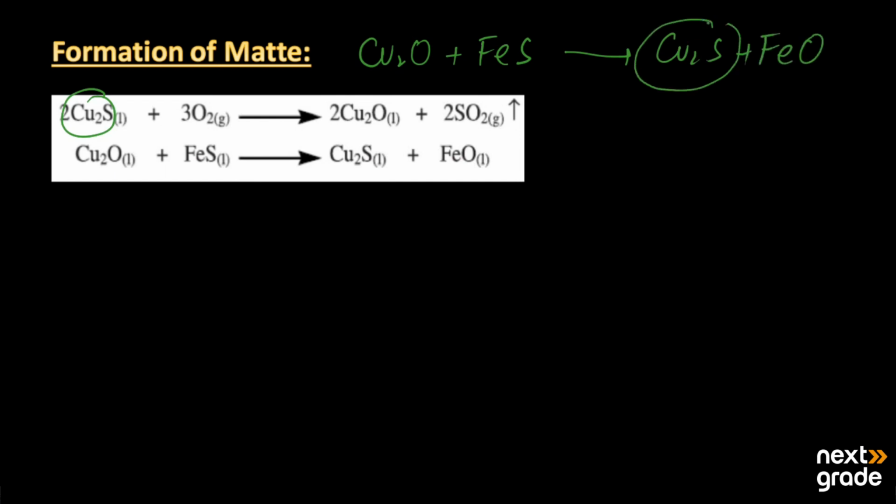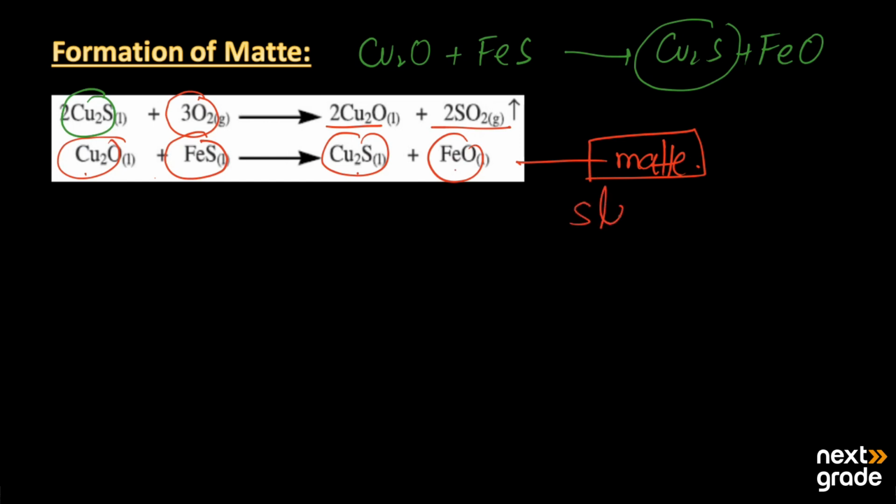This cuprous sulfide, when it reacts with oxygen in the blast furnace, produces cuprous oxide and sulfur dioxide. Now, this cuprous oxide reacts with the iron sulfide and produces cuprous sulfide and iron oxide. Now, this molten cuprous sulfide with the iron sulfide which is present there is known as the matte, and it is removed through the slag hole present in the blast furnace. So let's have a look at the blast furnace.